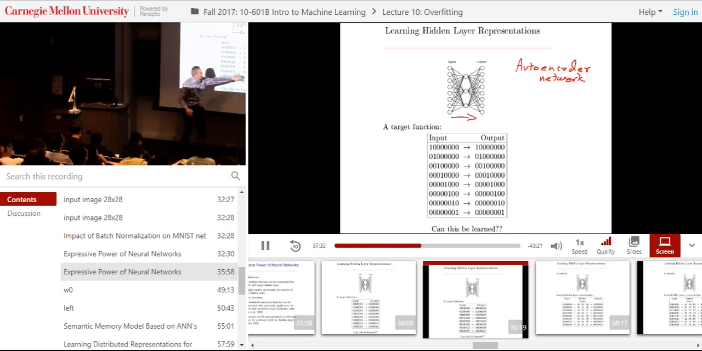Because it outputs the same thing you give it as input. So let me just ask you, do you think that this network can actually represent that function, given that it only has 3 hidden units? Somehow that hidden layer is going to have to represent the input in a way that distinguishes all 8 of the possible examples I'm training on.